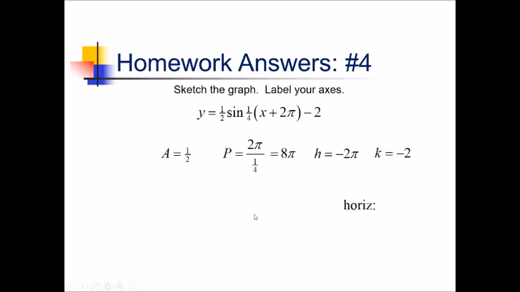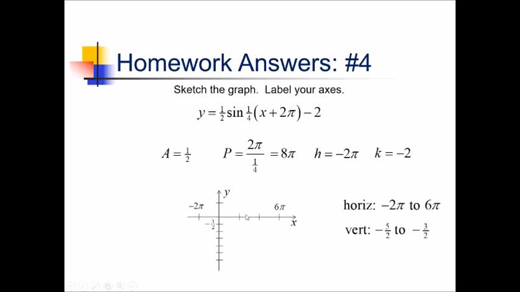So for my horizontal, I'm going from the h value -2 pi to whatever that plus the period gives me. So -2 pi plus 8 pi gives me 6 pi. Vertically, I'm going from k minus the amplitude to k plus the amplitude. So -2 minus 1/2 is -5/2. -2 plus 1/2 is going to be -3/2. So here's what my graph might look like.